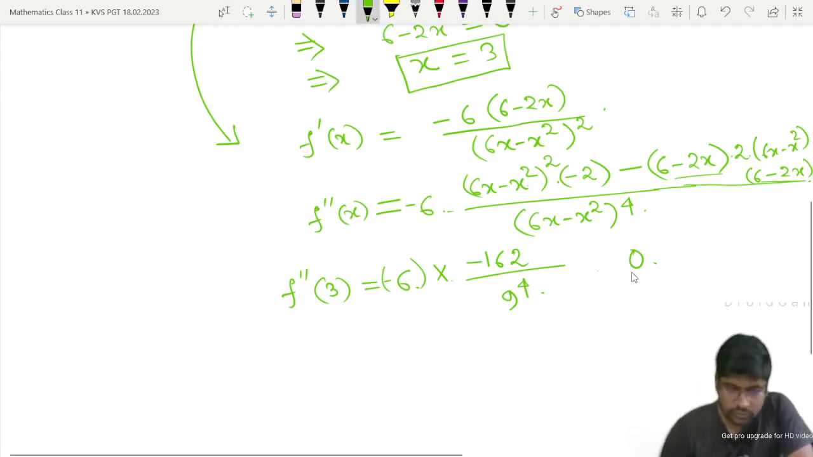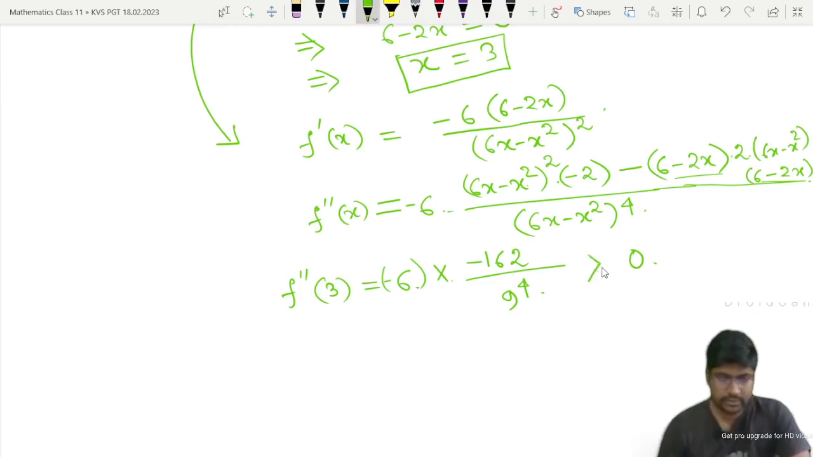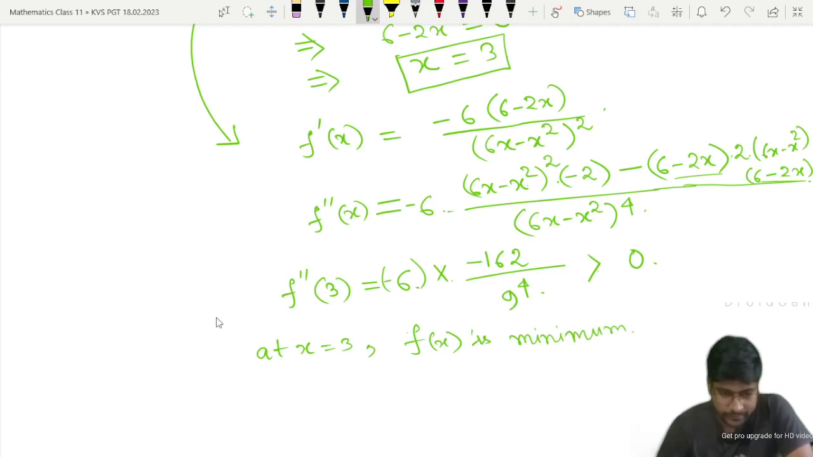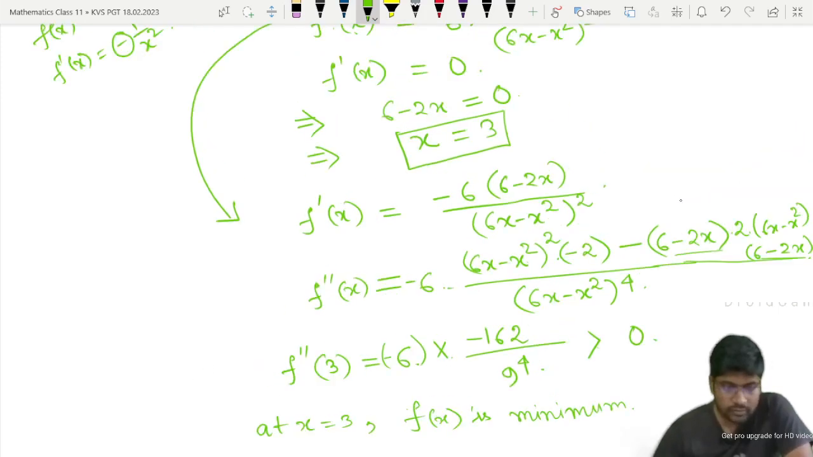So this will become positive. So I will write greater than 0. So therefore at x is equal to 3, the function is minimum. Okay. So at x is equal to 3, fx is minimum. And what is the minimum value? That already I have done here.